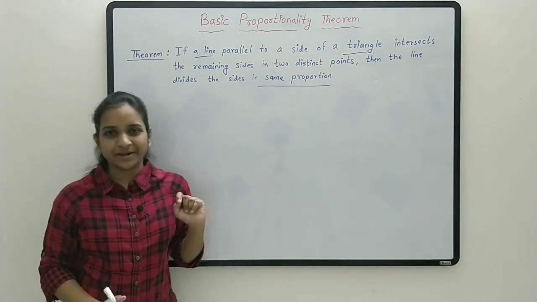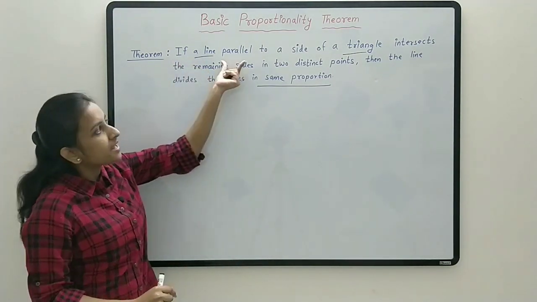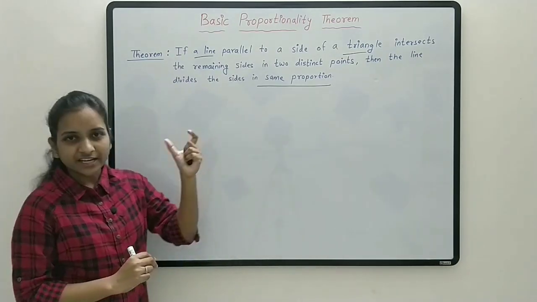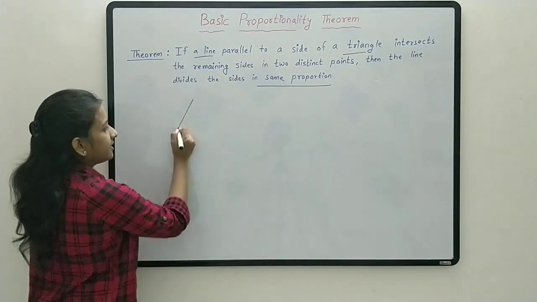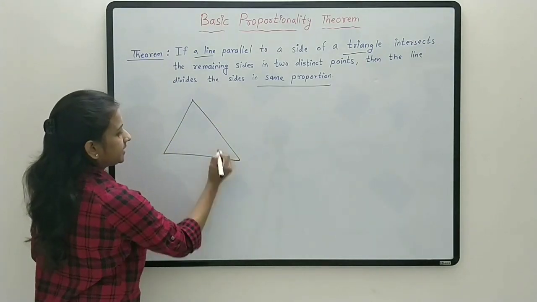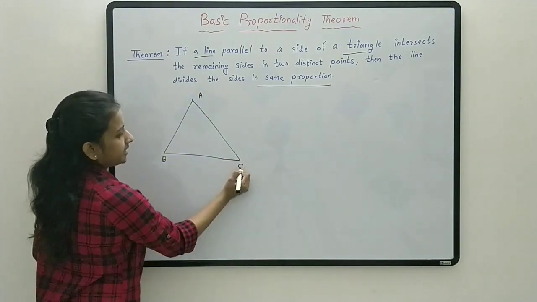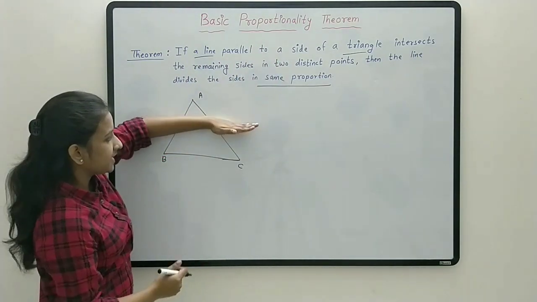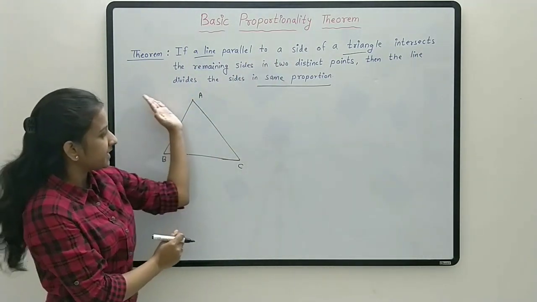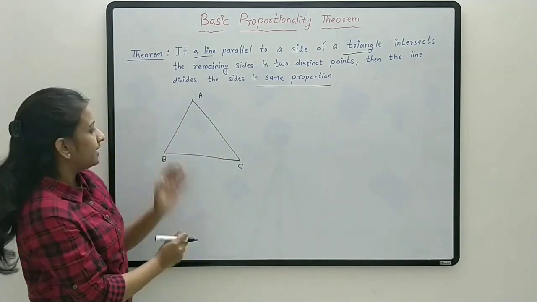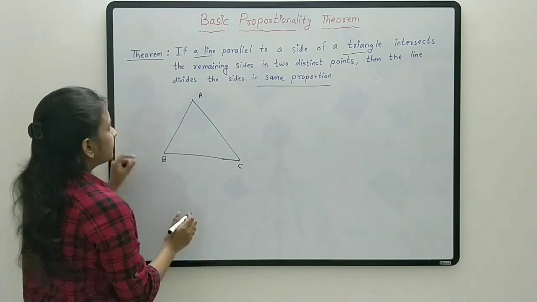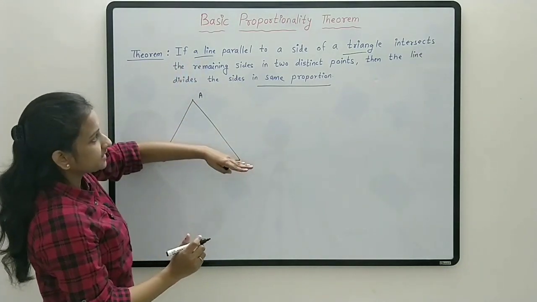Let's understand this theorem. If a line parallel to a side of a triangle, from this we get to know there is one line and there is one triangle. Let's take one triangle ABC, and there is one line parallel to a side of the triangle. So the line can be like this, parallel to side BC, or parallel to AC, or parallel to AB. Anything is possible. So let's take one line which is parallel to this side.